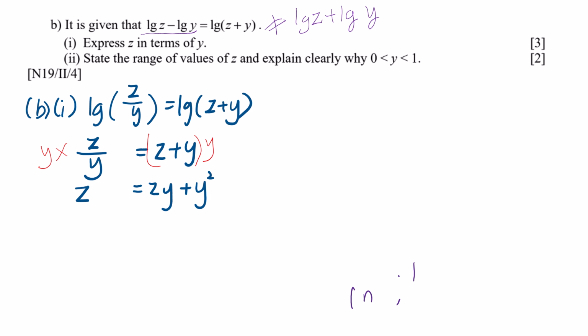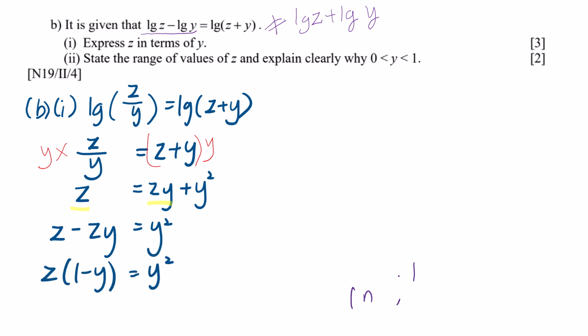So I need to combine terms that have the variable z together. So I have to bring zy over to the left side. That will give us z minus zy equals y squared. Factorize the z, and that will give us z equals y squared over 1 minus y. And that is part 1.